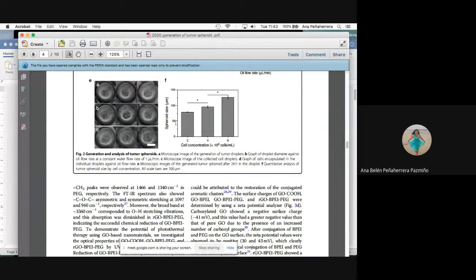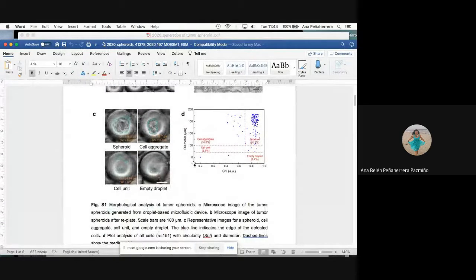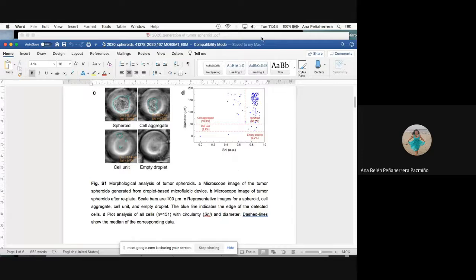So they characterize this spheroid size, and here in the supplementary information, we can see how they classified the cell spheroids from the cell aggregates, the empty droplets, and the single cells, according to this relation between the diameter and the shape index, which they calculate.